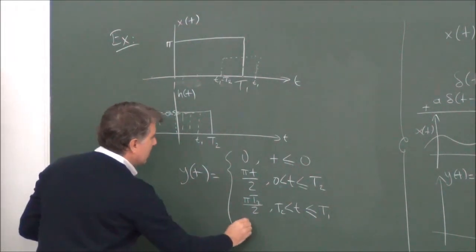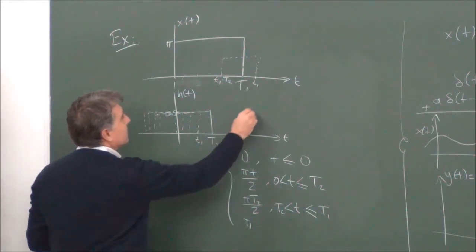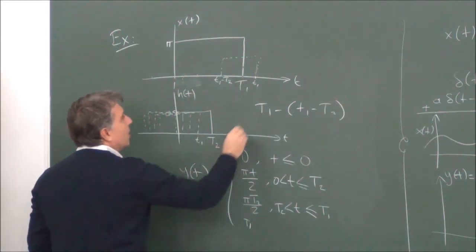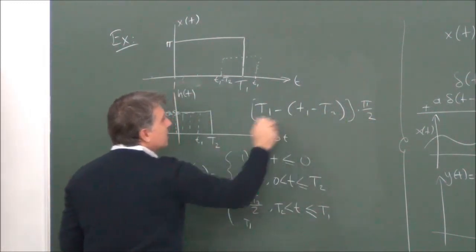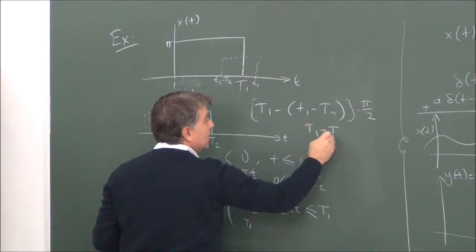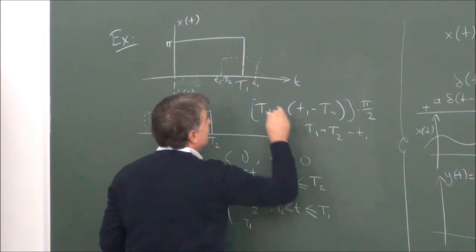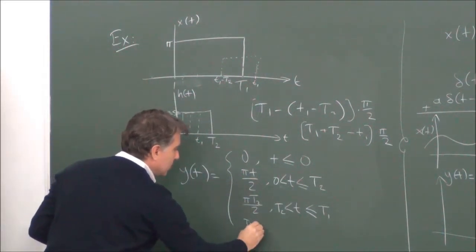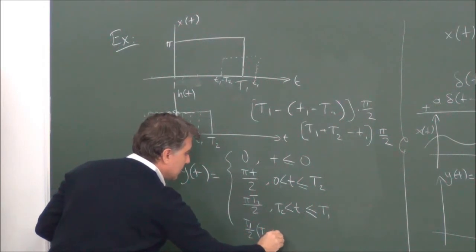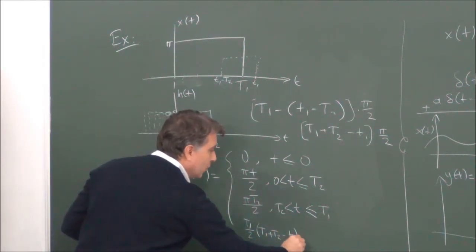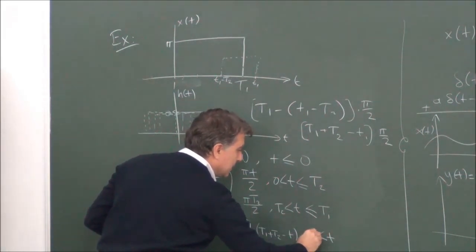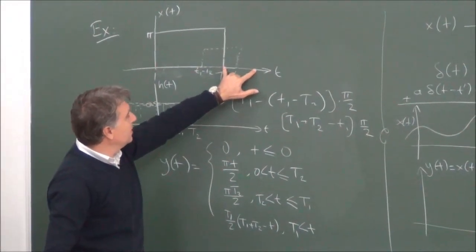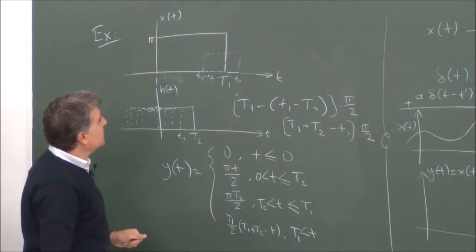It is equal to capital T1 minus t minus capital T2, times pi over 2. And this will make t plus capital T2 minus capital T1, the choice of the time variable, times pi over 2, which will be written here. It is pi over 2 times capital T1 plus capital T2 minus t. When t is greater than capital T1, but until some point where this completely goes out. When does it completely go out?